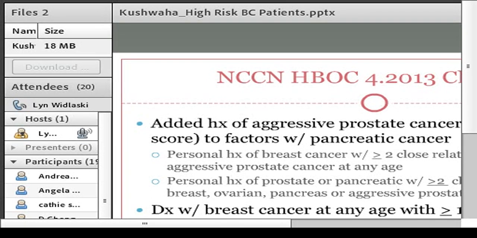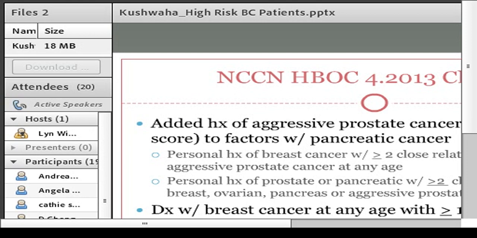So the guidelines have changed: if you have a personal history of breast cancer and greater than or equal to 2 close relatives with pancreatic or prostate cancer, you should test. If you're a patient with prostate or pancreatic cancer, which would obviously be more male patients, with greater than or equal to 2 close relatives with either breast, ovarian, pancreatic, or another aggressive prostate cancer, you should test.